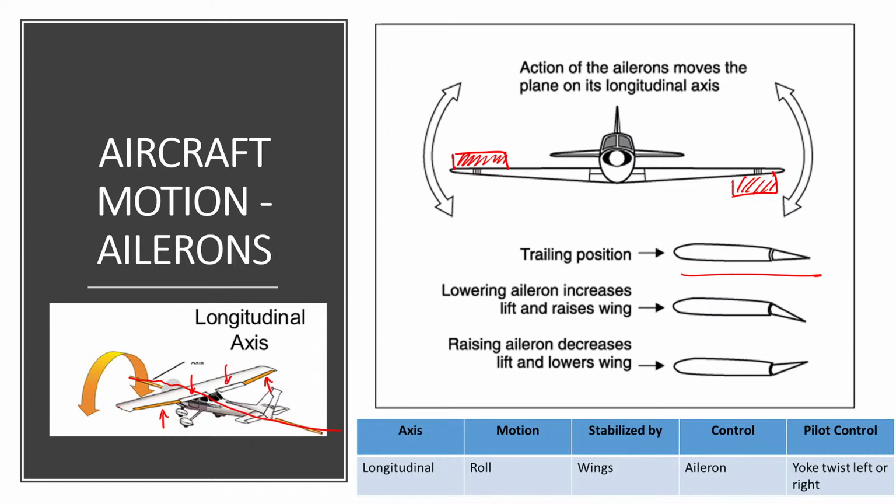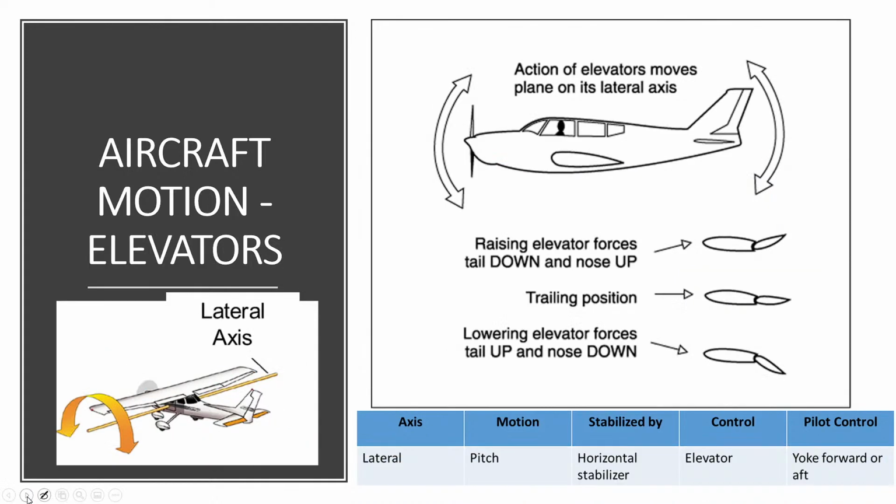Okay. All right. The next one we have is your elevator. Your elevator is attached to your horizontal stabilizer. So here's your horizontal stabilizer, and the elevator is usually this back portion that's not very well defined. We can see it a little bit clearer in the image on the left-hand side. This is going to move you about the lateral axis, and very simply, this is moving the yoke.